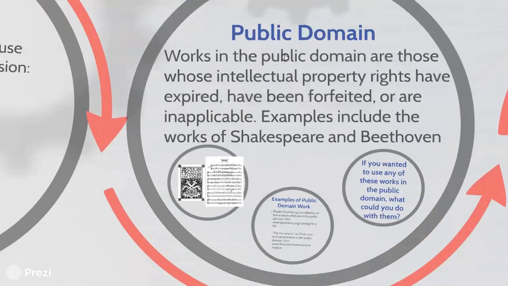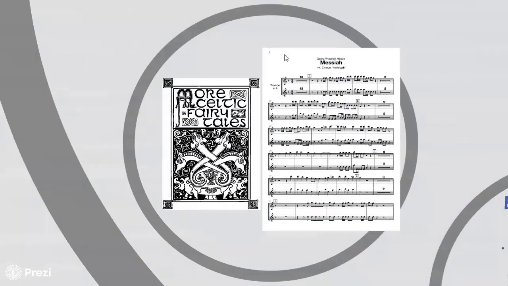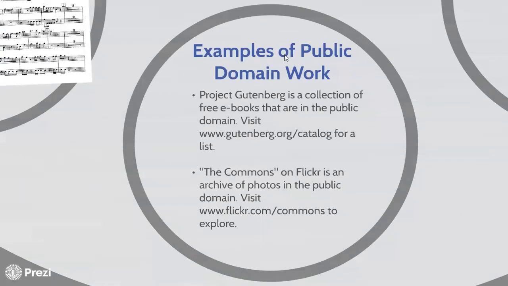Okay, here we have the music of Beethoven. And we have other examples of public work. There is something called Project Gutenberg. It's a collection of free e-libraries on the internet. You can take anything from Project Gutenberg. It has so many books that anyone can use. This is an example of public domain.